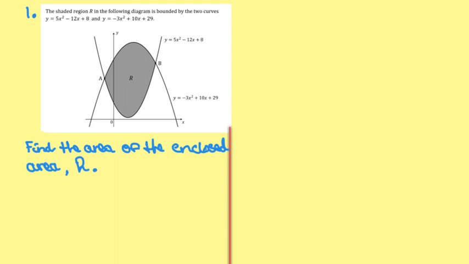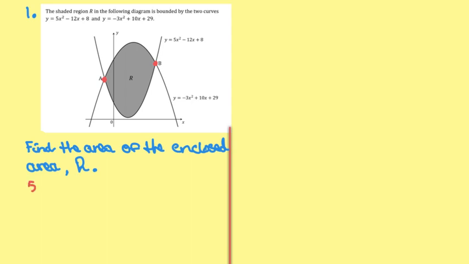So question 1. The shaded region R in the following diagram is bounded by the two curves y equals 5x squared minus 12x plus 8 and y equals minus 3x squared plus 10x plus 29. Find the area of the enclosed area R. The first thing we need to do is find the two points A and B. In order to do that, they're intersection points, so we put the two graphs equal to each other.